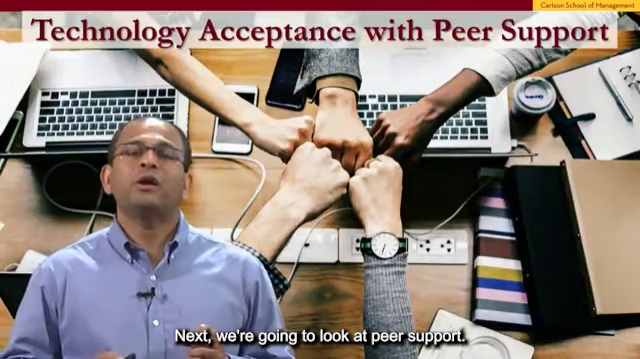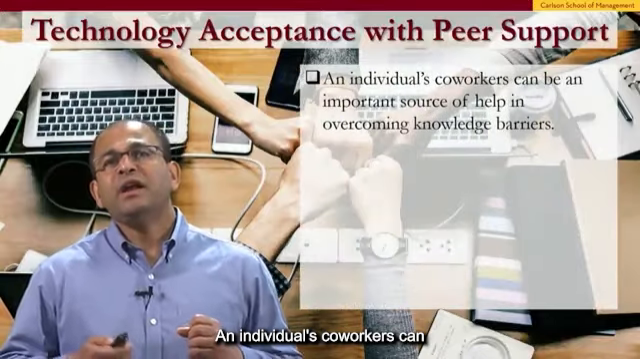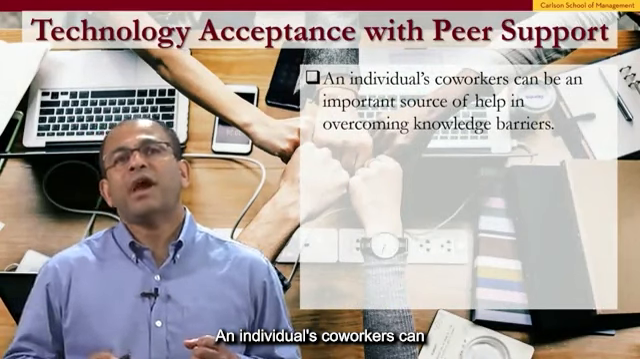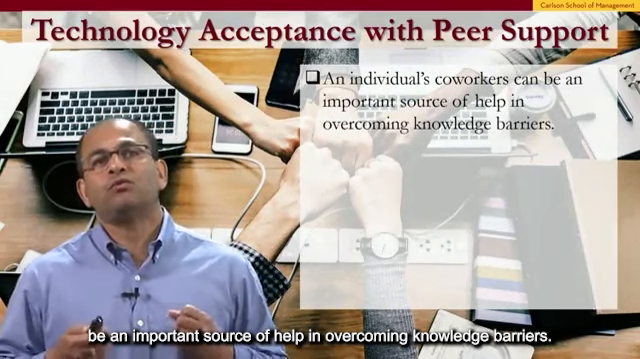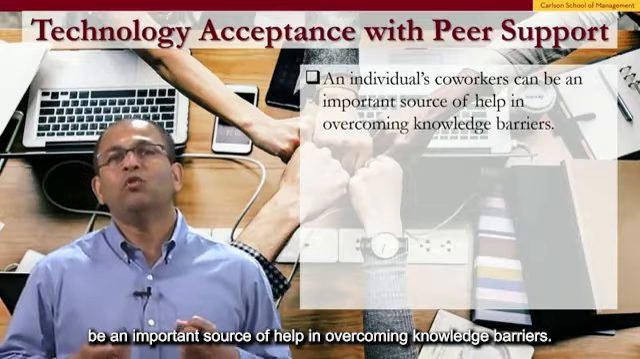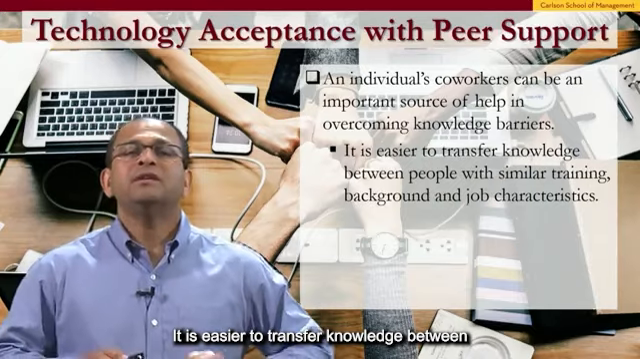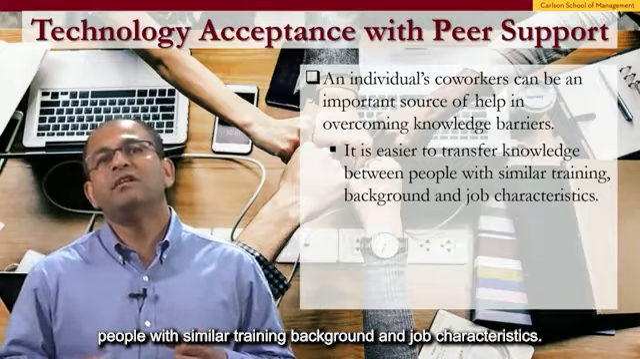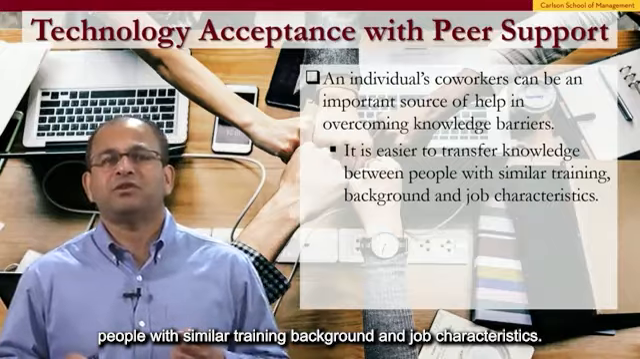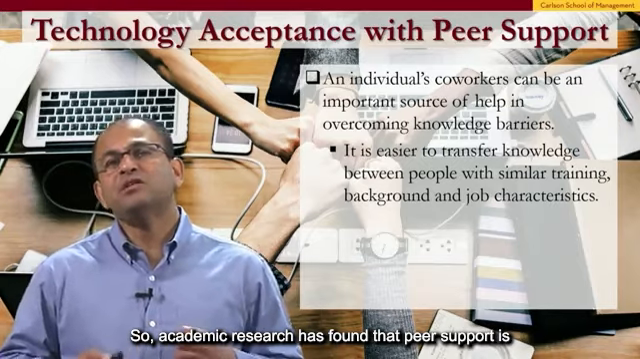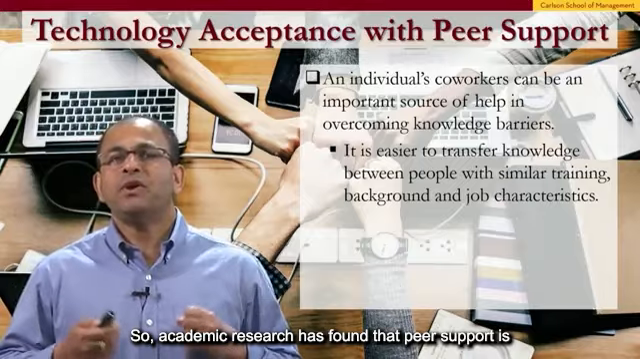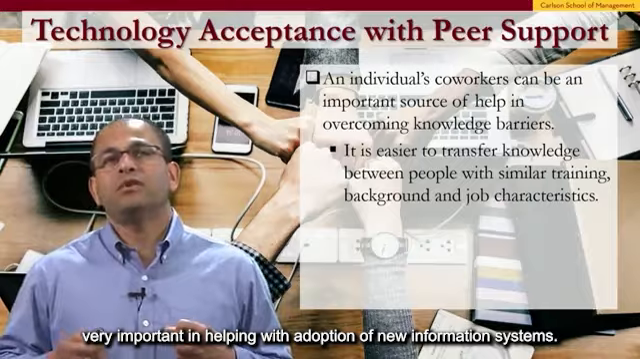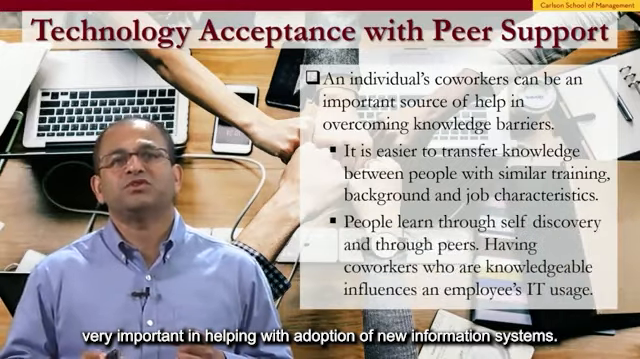Next, we are going to look at peer support. An individual's co-workers can be an important source of help in overcoming knowledge barriers. It is easier to transfer knowledge between people with similar training, background, and job characteristics. So, academic research has found that peer support is very important in helping with adoption of new information systems.